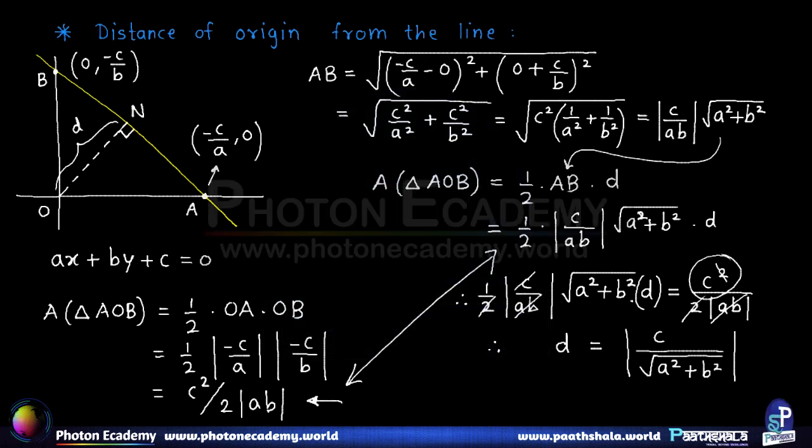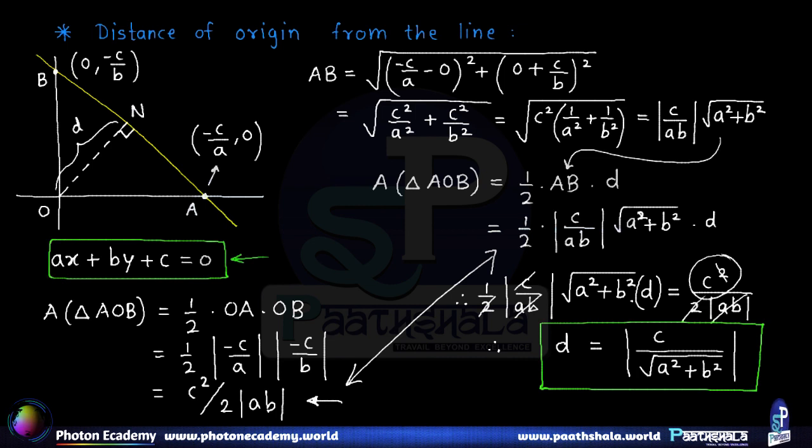So that is the formula for getting the perpendicular distance of origin from any given line whose general equation is known. So it's important that the equation of the line is given in general form only, and if it is given in any other form, then we have to first convert it into the general form, because a, b, c are the respective coefficients in the general form.